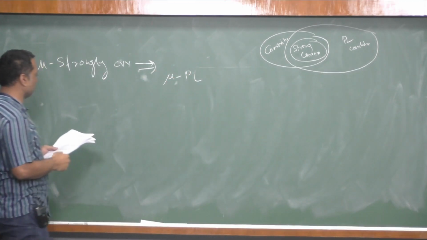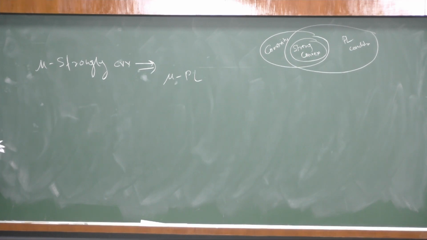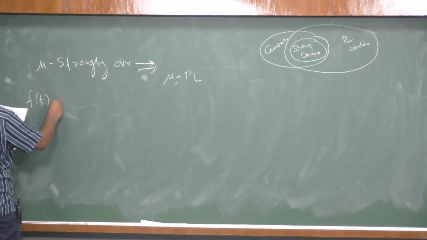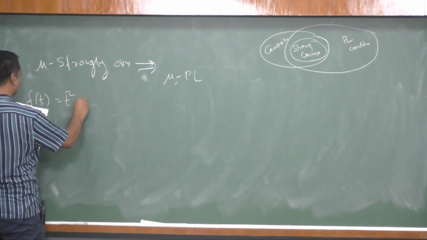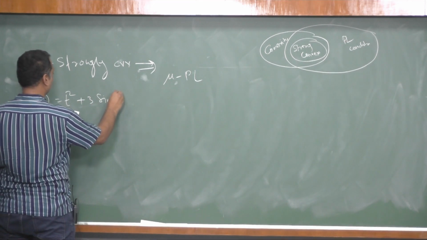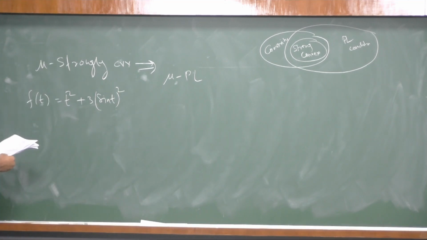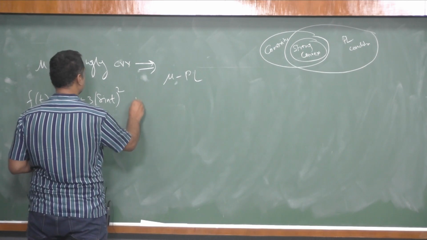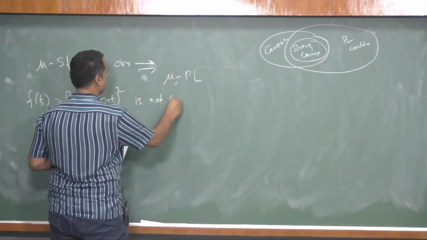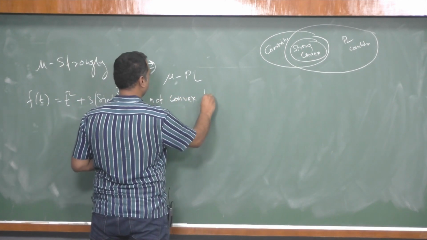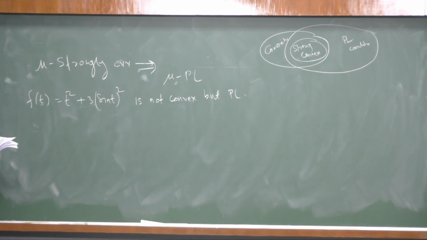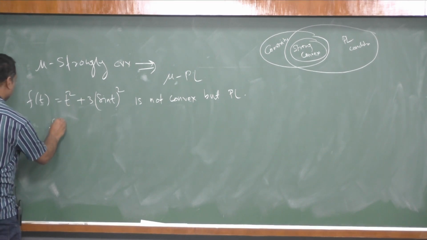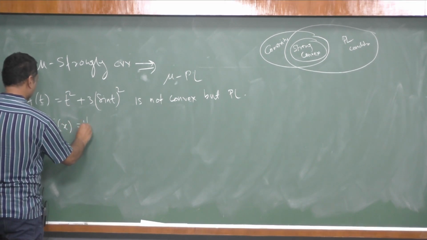Okay, so I think we have done this proof in the last class, and then I gave you an exercise that you have to prove that (t squared plus 3 sine t) whole squared is not convex, but it's PL. That's why we have that diagram. So it is not convex but PL.